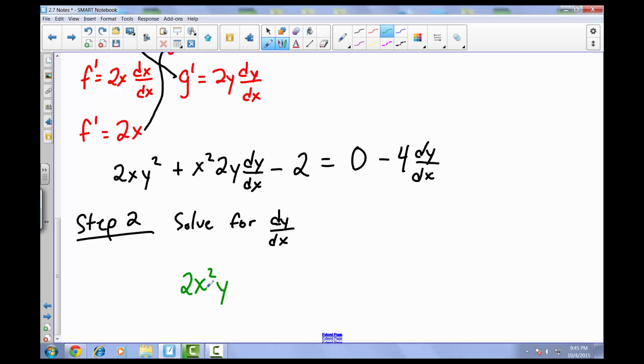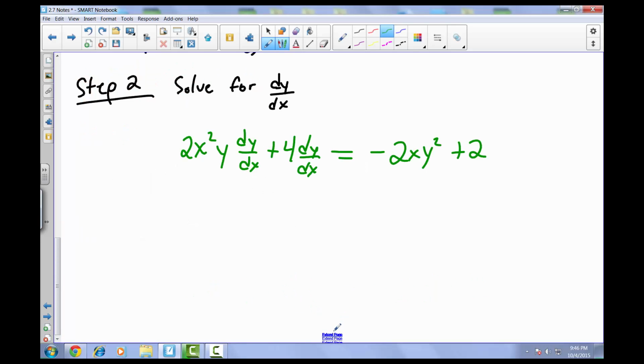So we'd end up with 2x squared y dy dx. Adding this 4 dy dx over to both sides, we'd end up with positive 4 dy over dx is equal to subtracting this 2x y squared, since it doesn't have a dy dx, over to the other side, and then adding this 2 to both sides. So essentially in that step we got all the dy dx's on one side and all the other stuff that did not have a dy dx onto the other.